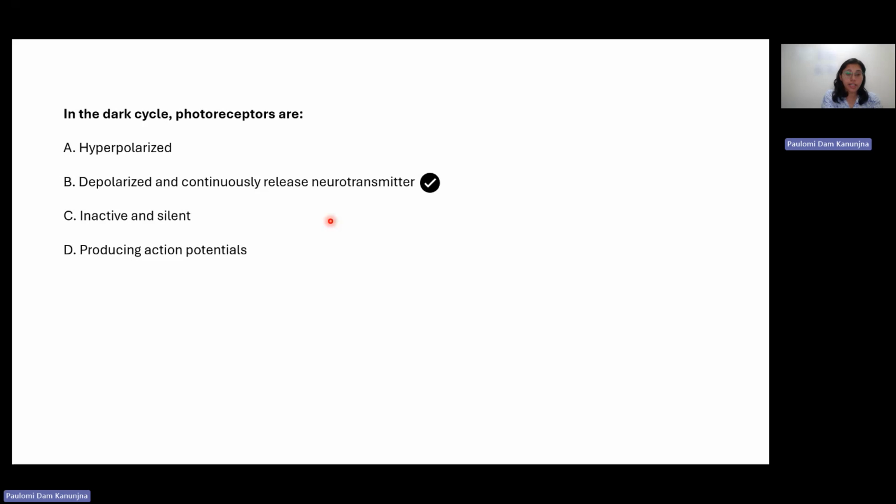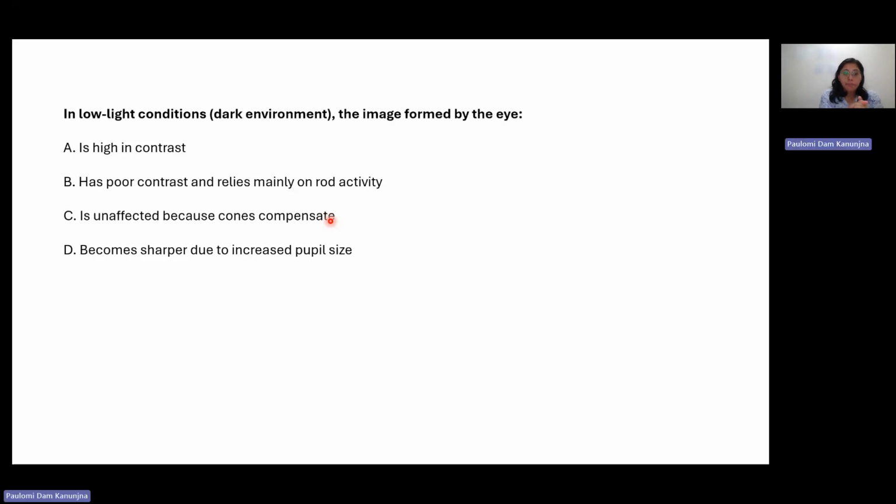Now, in low light conditions, which is a darker environment, the image formed by the eye would be: high in contrast, poor contrast relying mostly on rod activity, unaffected because cones can compensate, or sharper due to increased pupil size. Which one of these is the correct answer? Read and then try to answer.